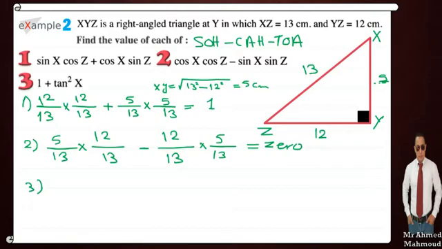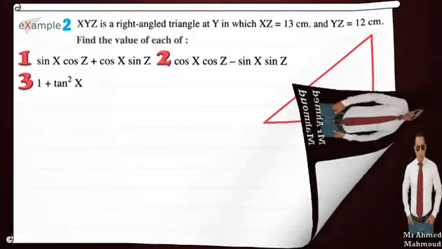Okay, number 3. One plus tan squared X. Okay, it will be 1 plus tan squared X, which means tan between brackets, all power of 2, like this. Okay, tan X equals opposite over adjacent. Again, tan equals opposite over adjacent. It will be 12 over 5. By using the calculator, it will be 169 over 25.